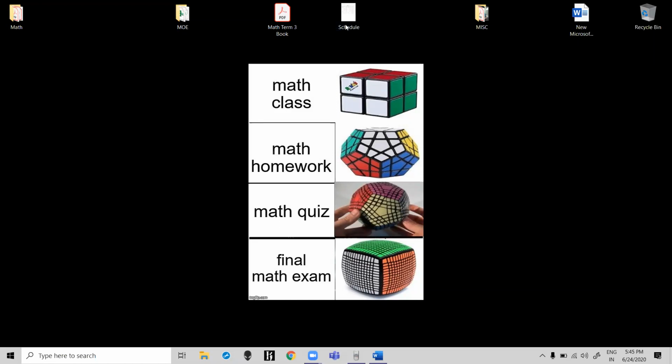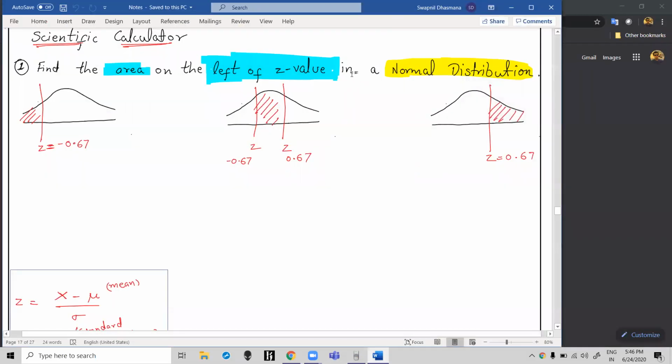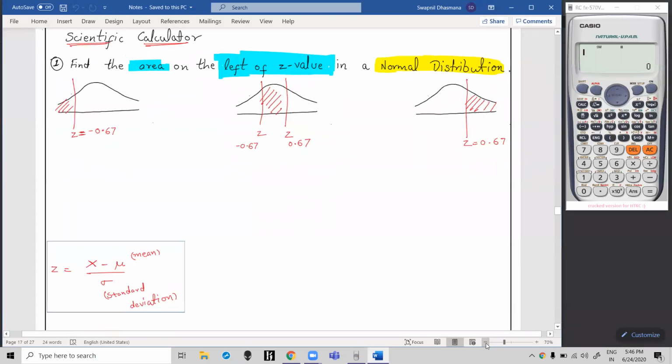Today I'm going to show you how to use the z values in a normal distribution to find the area on the left of the line. So right now I'm considering only the left hand side. Let me show you. It's basically simply done on the calculator.